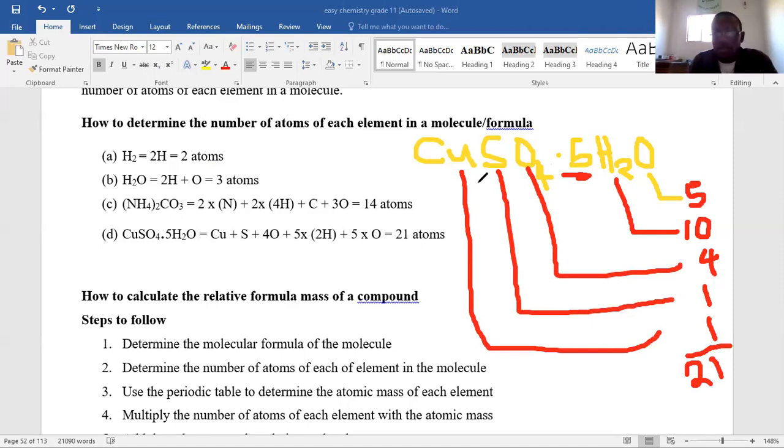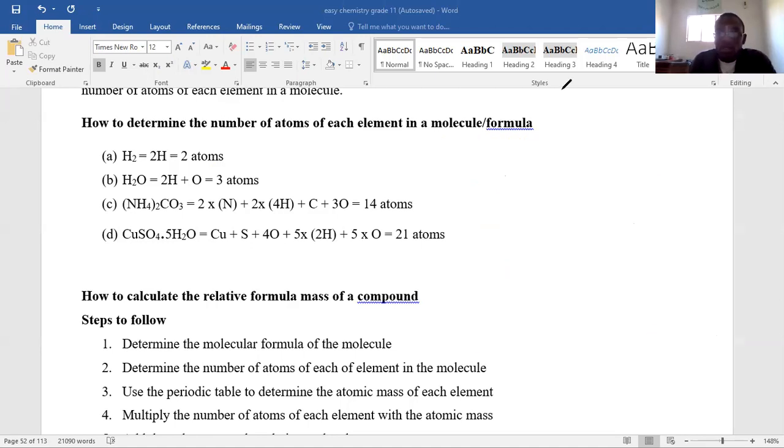I hope that is very clear. The idea is to identify every individual element in a molecule or in a compound. What is the meaning of every symbol in that formula or molecule? Then it will help you to know how many atoms are present.